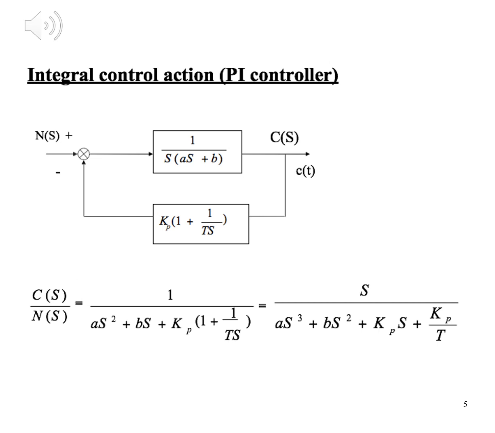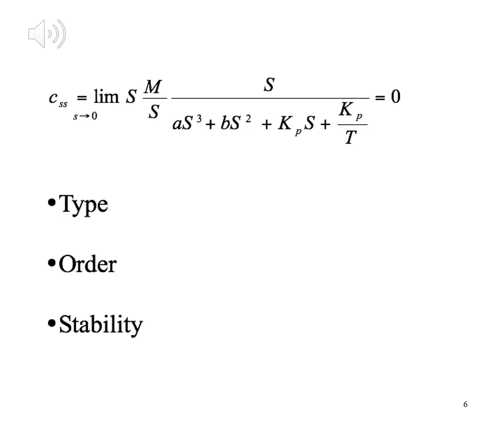When we use a PI controller instead of a P controller, the transfer function between the output and the noise will be as shown. Note that the system has increased from a second order system to a third order system, and this is the effect of adding an integrator in the system. However, adding an integrator will cause the steady state error to be equal to 0. That is, we achieved the required.